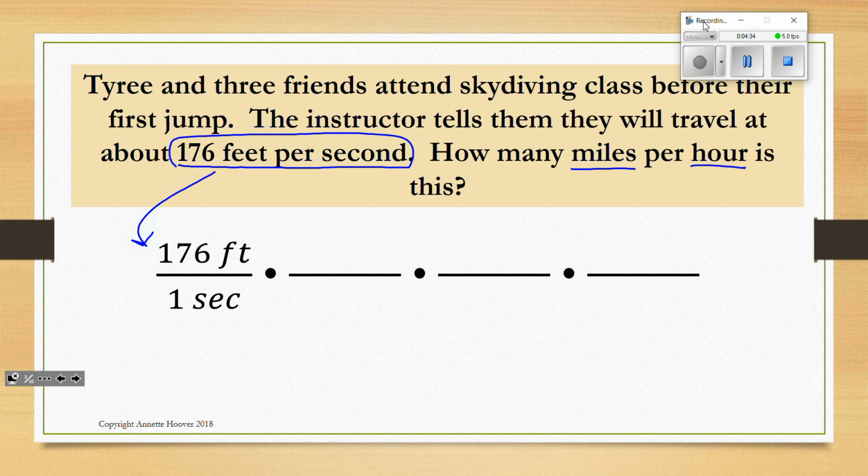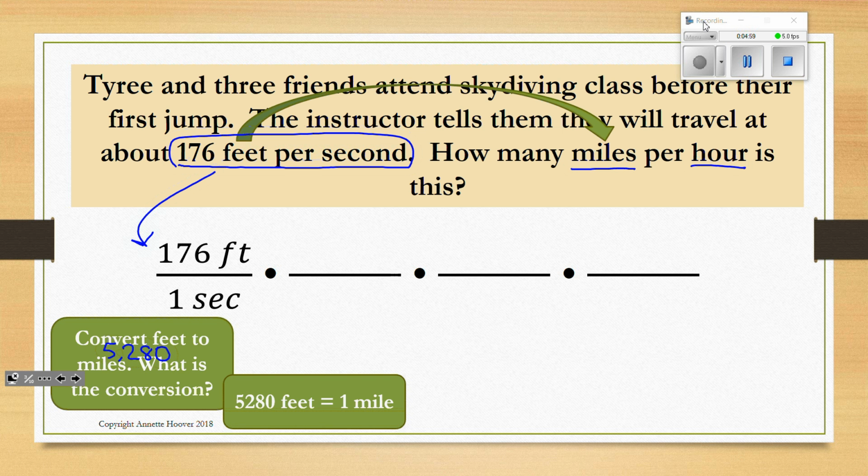We have distance and we have time. First, we notice that we are converting feet to miles. So you have to ask yourself, how many feet are there in a mile? If you do not know that, you can look it up on your conversion chart. But you can learn that there are 5,280 feet in a mile.